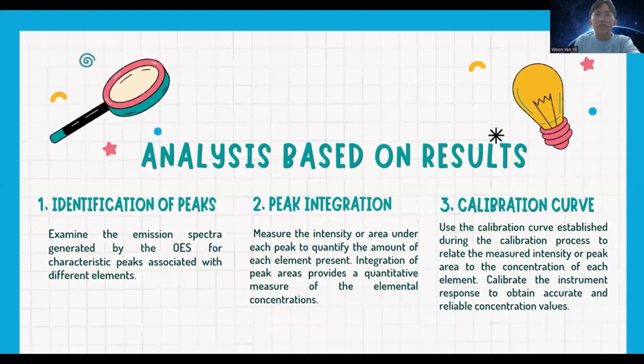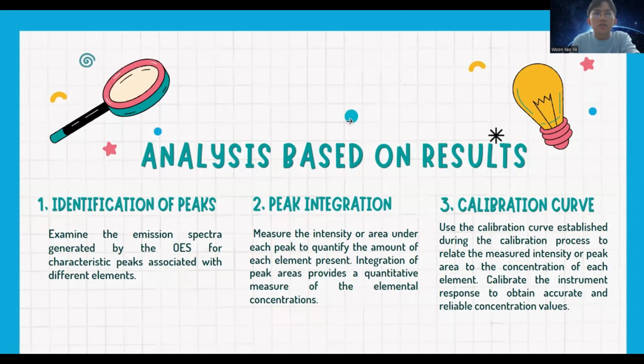Next, I'm going to discuss the analysis based on results. There are 11 steps of how the analysis can be done based on the results produced by the OES machine. The first step is the identification of peaks. Firstly, we examine the emission spectra generated by the OES for characteristic peaks associated with different elements.